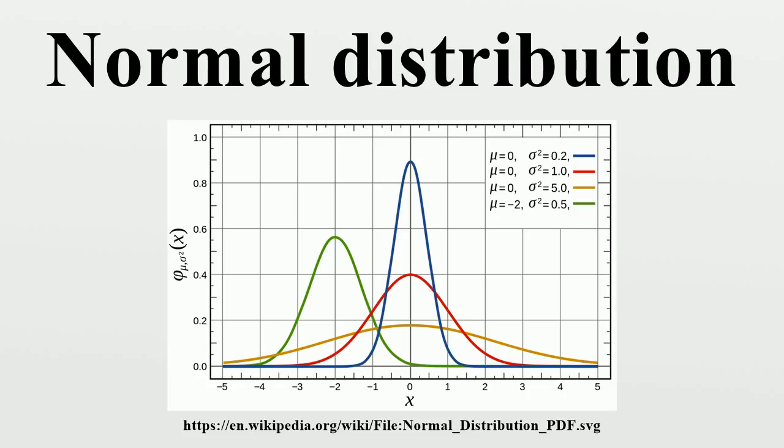In its most general form, under some conditions, it states that averages of random variables independently drawn from independent distributions converge in distribution to the normal, that is, become normally distributed when the number of random variables is sufficiently large. Physical quantities that are expected to be the sum of many independent processes often have distributions that are nearly normal. Moreover, many results and methods can be derived analytically in explicit form when the relevant variables are normally distributed.